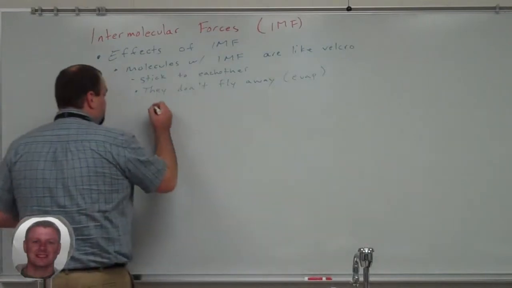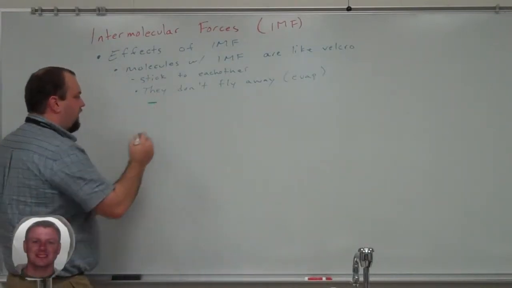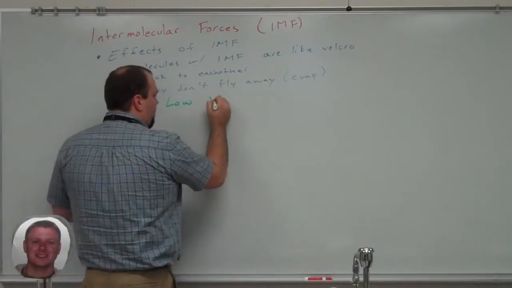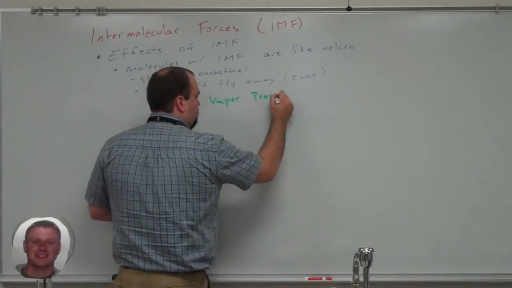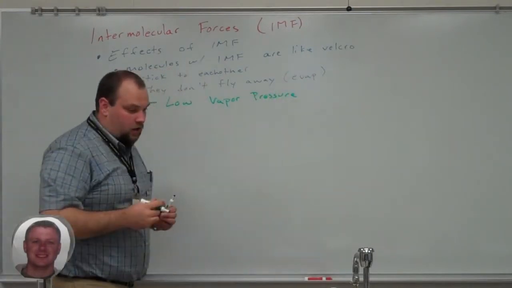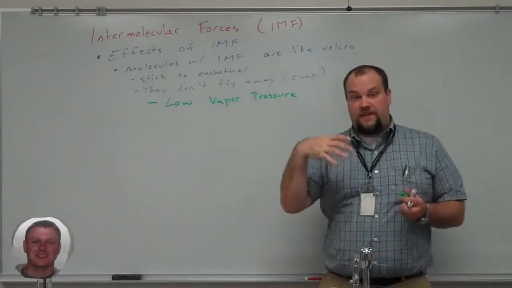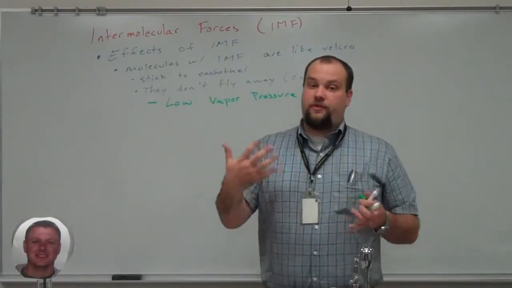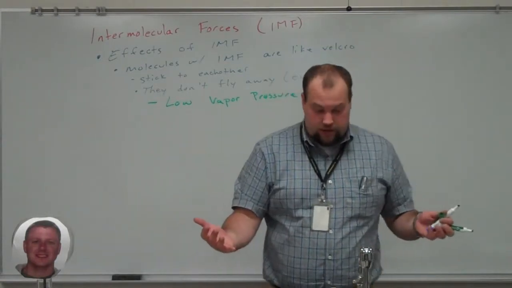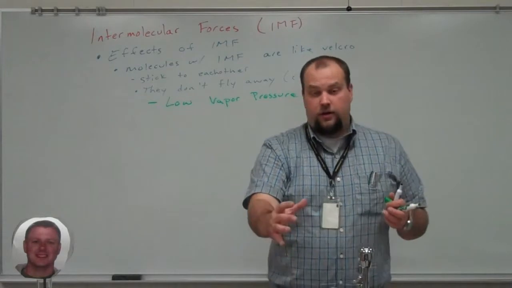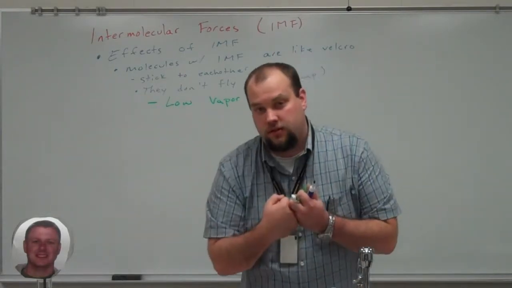What that means is, if they don't fly away, they have very, very low vapor pressures. They will not fly away. We've talked about vapor pressure in class, but it's the pressure of a vapor. A beaker of water, and I don't have water, that's why I was looking around, but a beaker of water has a low vapor pressure because the H2O molecules are stuck together.